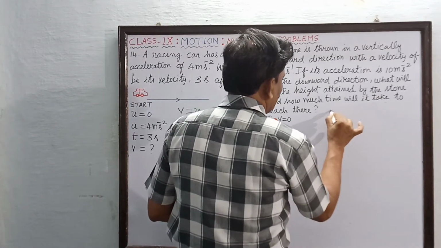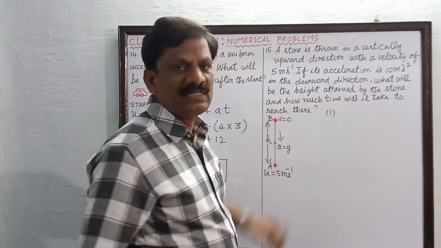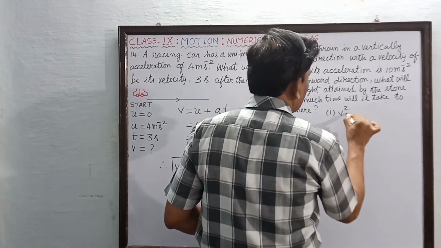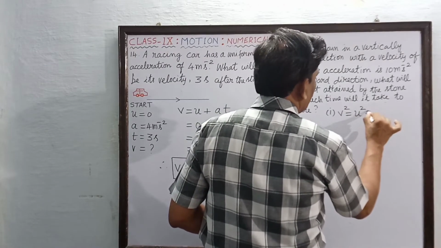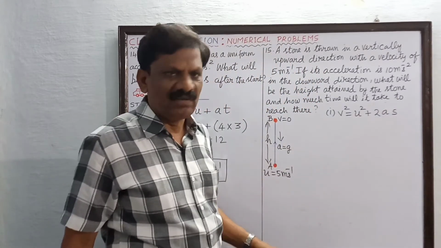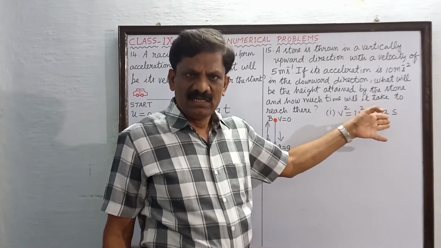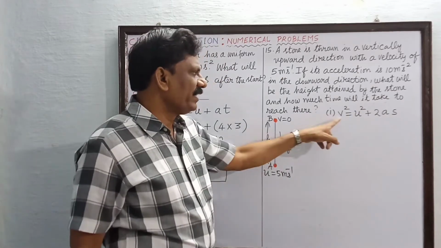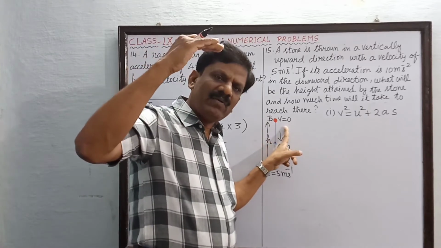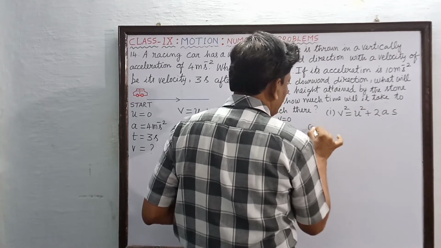So what is the first part in this problem? What is the height attained by the stone? For that I use the equation v square is equal to u square plus 2as. It is the third equation of motion, the velocity versus displacement equation. In this equation, what is the final velocity attained by the stone at the highest point? Since it has stopped for a while, it is 0. So in place of v square, I have to write 0.